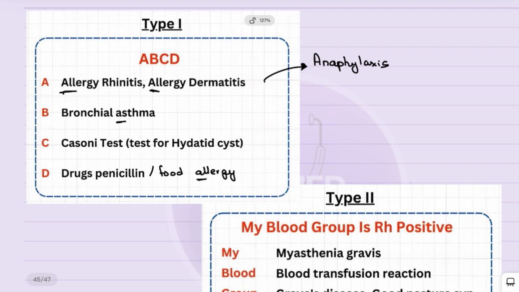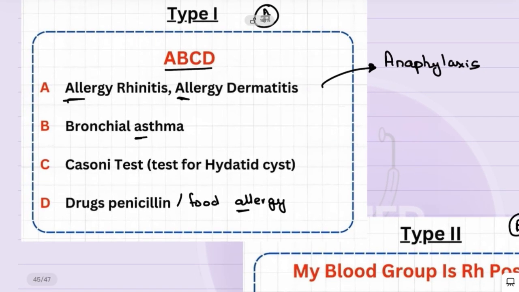For this, you have the mnemonic ABCD, or you can just remember type 1 as A and type 2 as B. Okay, I'll explain how type 1 is A and type 2 is B. For the first one, it is A, B, C, D.